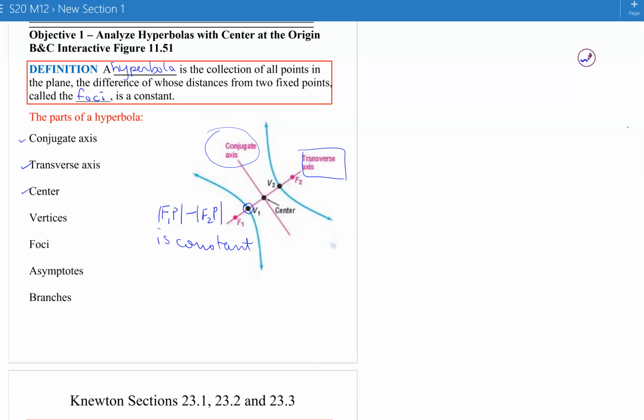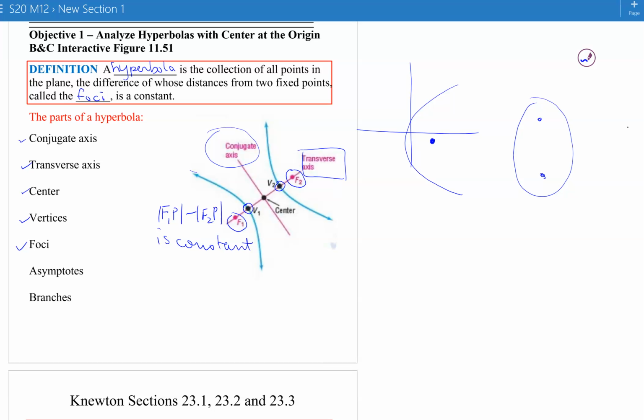Then we have vertices, which are points on the hyperbola. On the ellipse, they were the points farthest away from the center. On the hyperbola, they're the points closest to the center. Then we have the foci, and in every shape we've looked at, the focus is inside the curved part. In the hyperbola, the foci are inside the curved part, but that means they're farther away from the center than the vertices.